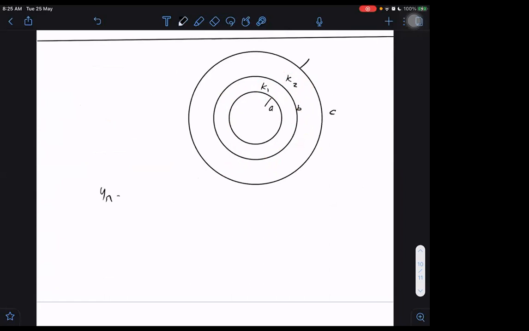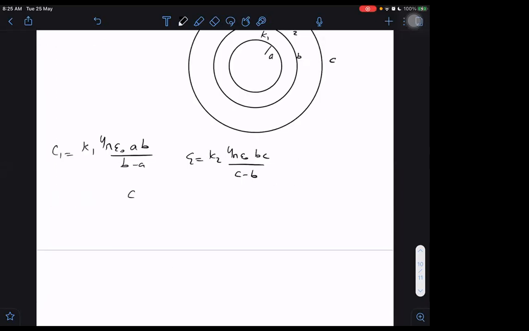The formula is 4 pi epsilon naught into AB upon B minus A, that is without dielectric. The other one is 4 pi epsilon naught BC upon C minus B, without dielectric. In that I have to multiply by K1, and in this I have to multiply by K2. Let us say this is C1 and this is C2. Then our answer will be C1 C2 upon C1 plus C2. That will be our C equivalent.